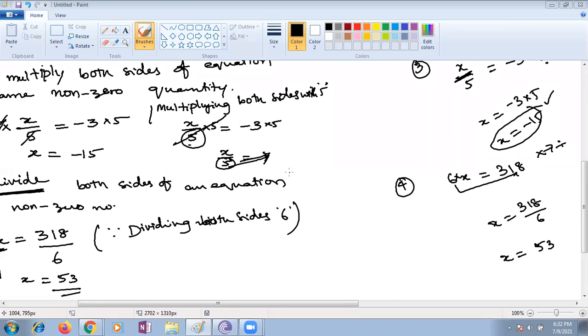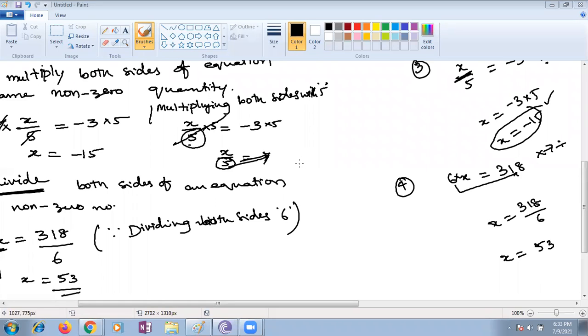The x coefficient is how much, Nana? The x coefficient is 6. It is 6 into x. So to find only the x value, we don't want the 6. So 6 is multiplied on the left side. If you transpose it to the other side, what happens? Multiplication comes under what? Division. Transpose of multiplication is division.